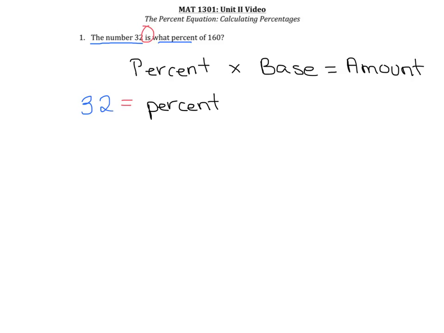The next word is "of." Of in math always means to multiply. So I'll substitute that word for a multiplication sign. 160 is simply a number, so I'll write 160. Now I have the number sentence 32 equals percent times 160.